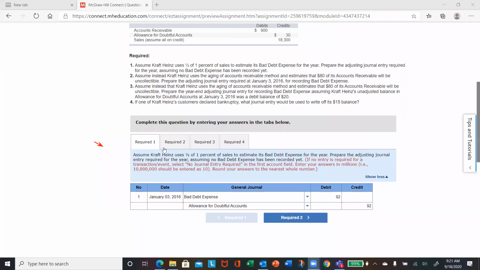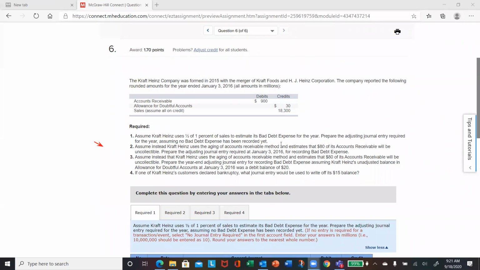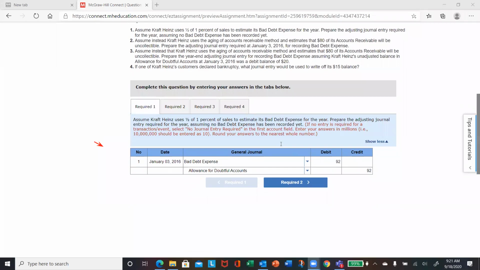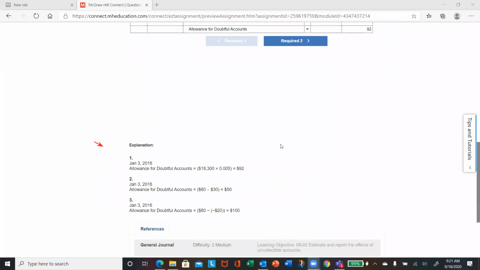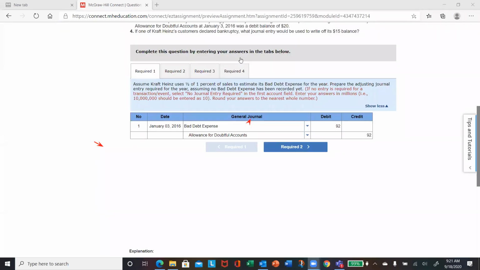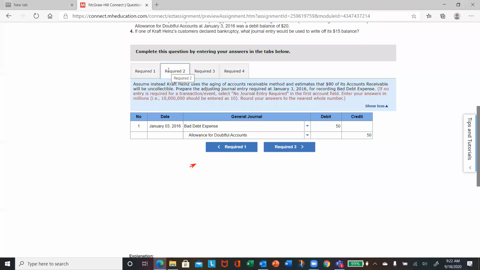So again, 1/2 of 1% of your credit sales. Your credit sales are 18.3. So all you got to do on that one, I'll just show you this calculation. 1/2 of 1% is 0.005 times 18.3. That's how they came up with the 92. And that would be a debit again to bad debts expense and a credit to your allowance again for that 92. So that would be your first part.